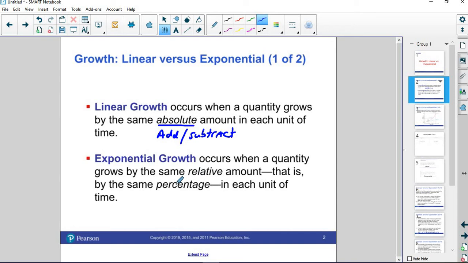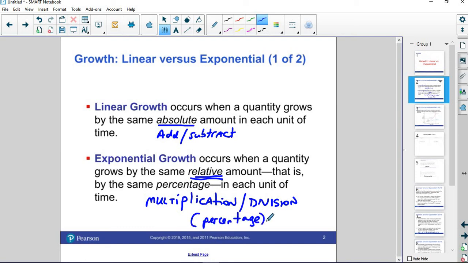Exponential growth occurs when a quantity is going up by the same relative amount, and that is either multiplication or division, and can sometimes be expressed as a percentage, right? Because percentages are relative. 10% of 100 is different than 10% of 1,000. So multiplicative growth is what exponential growth is, okay? So if you double something, bacteria doubles every 20 minutes, that's exponential growth, okay?